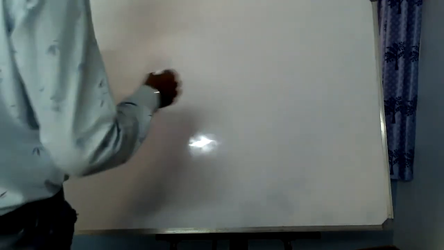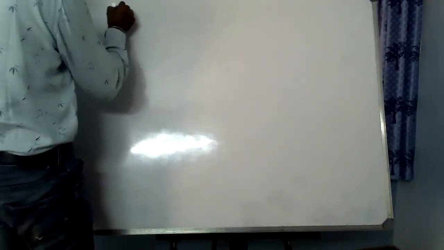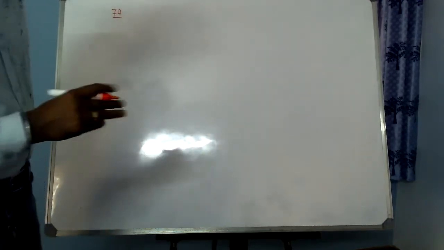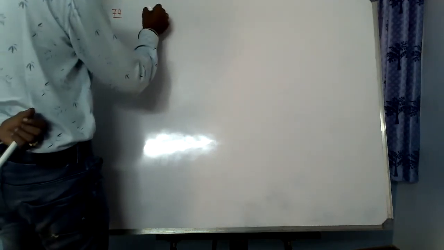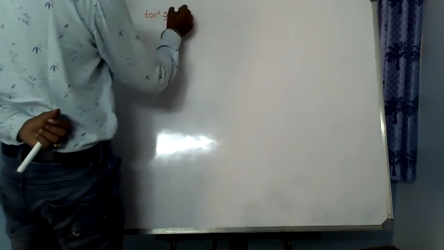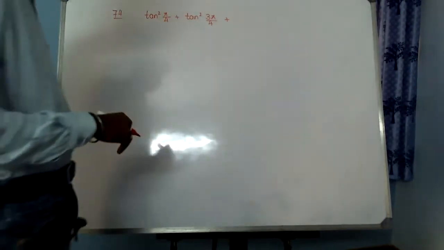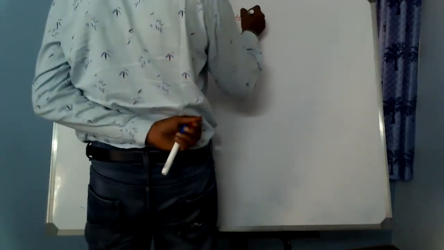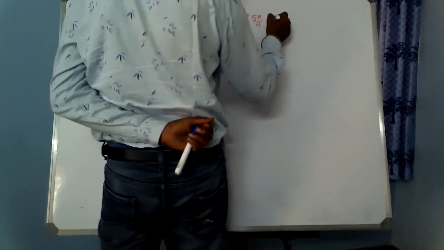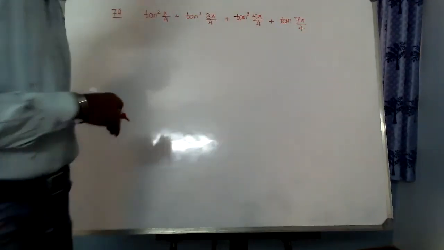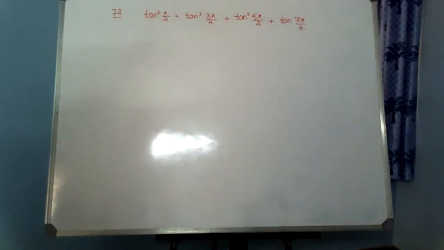Okay, so question number 74. 74 says that the value of tan square pi by 4 plus tan square 3 pi by 4 plus tan square 5 pi by 4 plus tan 7 pi by 4. That is what I saw, weird, because if it is coming square, I thought it might be a square there, but fine, it was not a square.